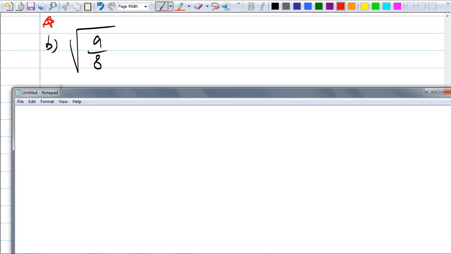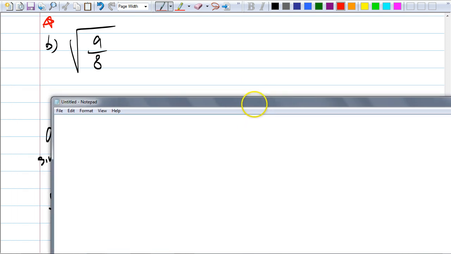Alright, so let's try this one. Square root of 9 over square root of 8. I'm going to put a star on this one because you'll see why in a minute. Okay, so square root of 9 over square root of 8. So what do we do for this? Well, again, we have a square root in the denominator, don't we? Got square root of 8. So what do we get? Well, let's just write down what we get.